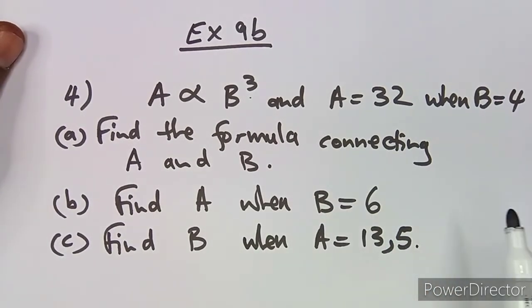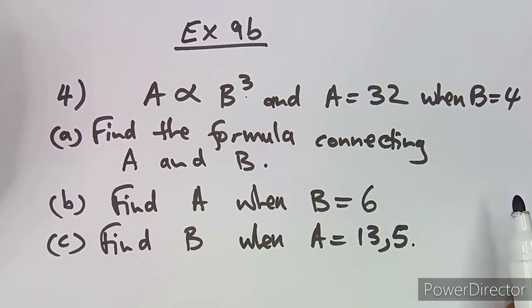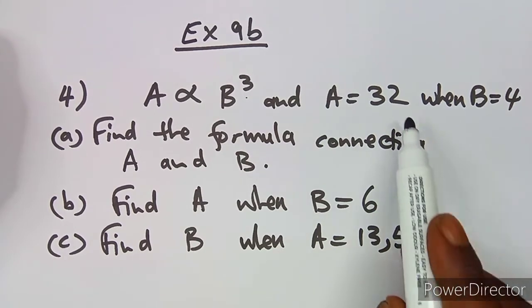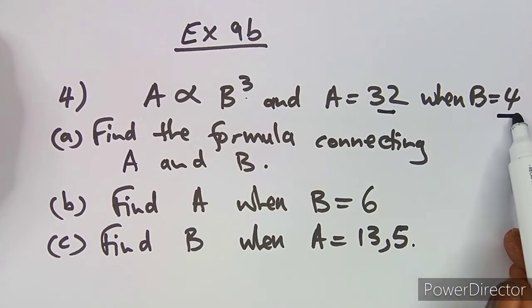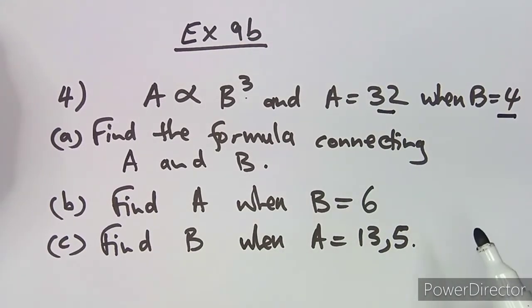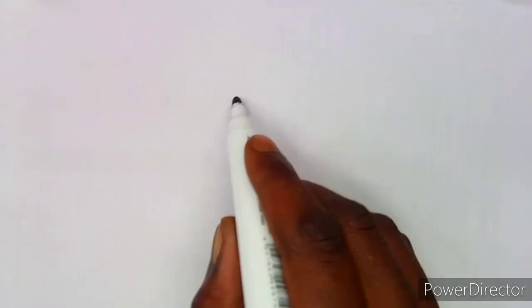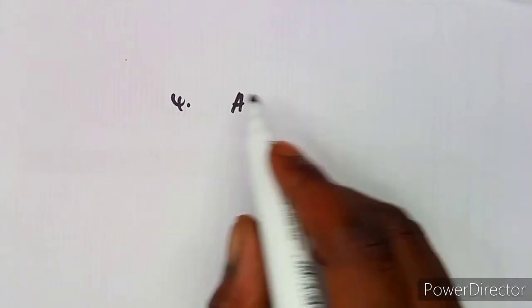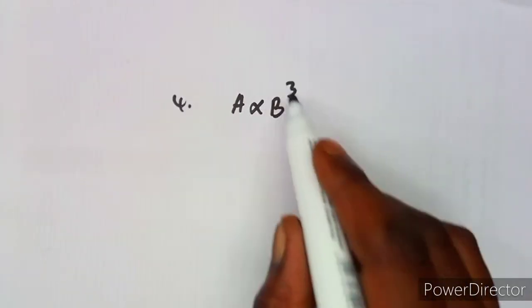This is b cubed, the cube of b, and the value of a is there, the value of b is there. Find the formula connecting a and b. So it's one and the same thing like what we did. Some of us might be complaining that this question might be difficult, but let's see what we're having in this case.